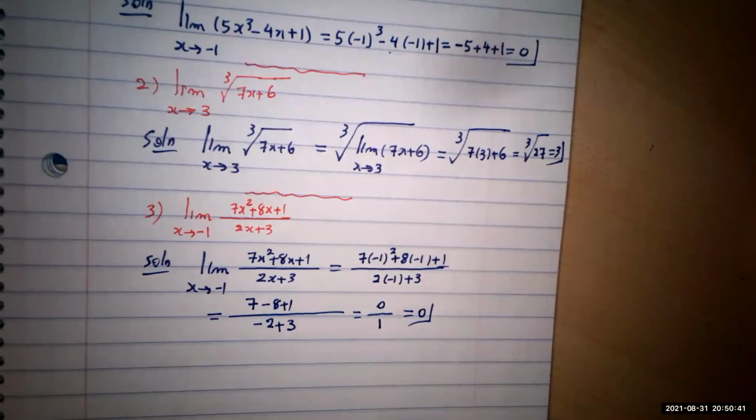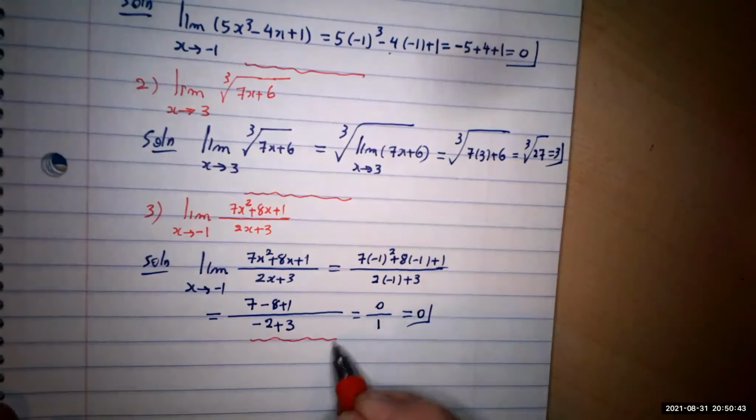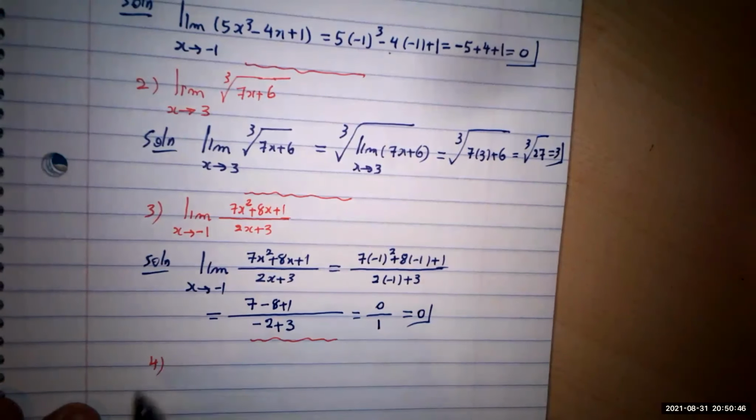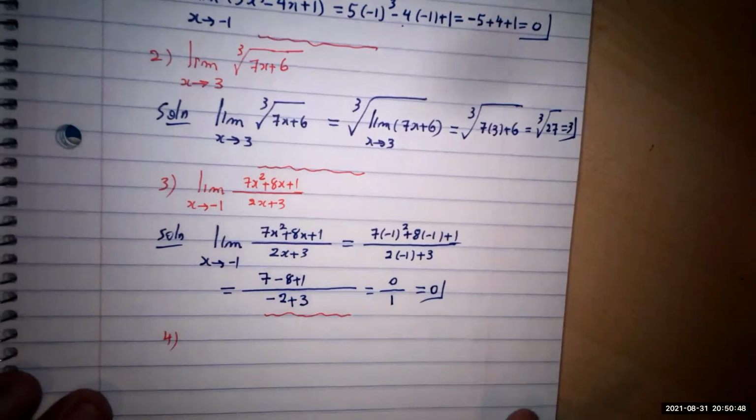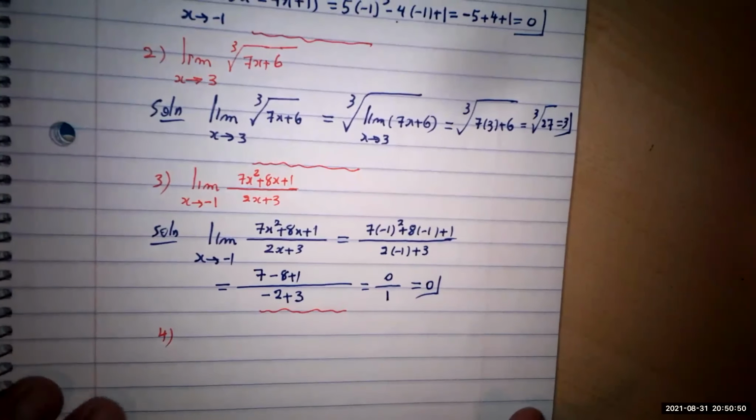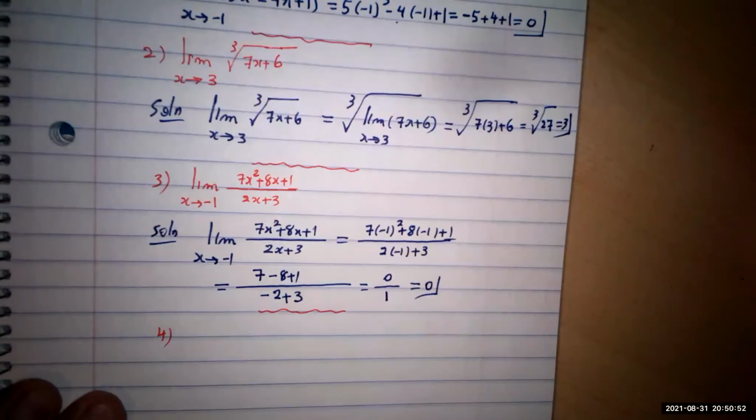Now, the next one is interesting. Number 4. And you have all of them from now on. On your test, the reviews, they are going to be all over the place. Just pay attention. So let's see what's special about this one. Limit of, let's say, x goes to 1.